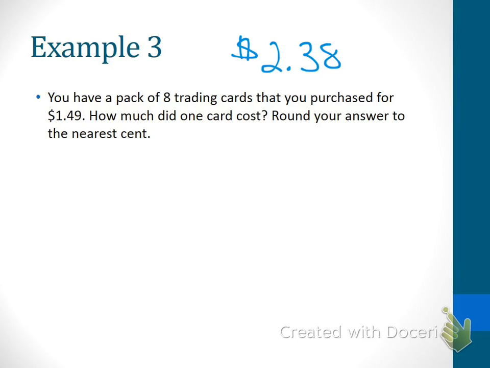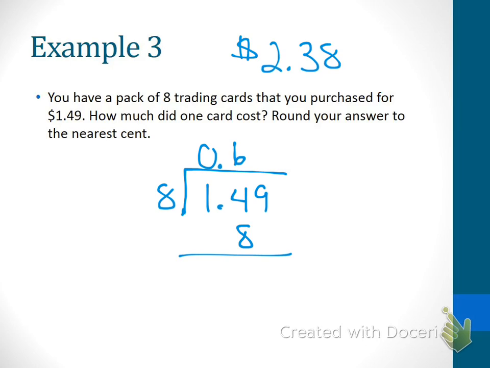All right, so which number is my dividend? Which number goes on the inside? $1.49. 8 goes on the outside. I don't have any value in my ones. So I have 69. Right? 8 goes into 69 8 times.